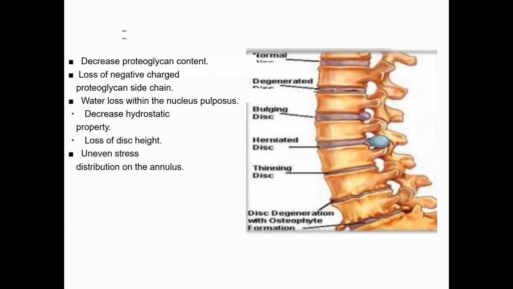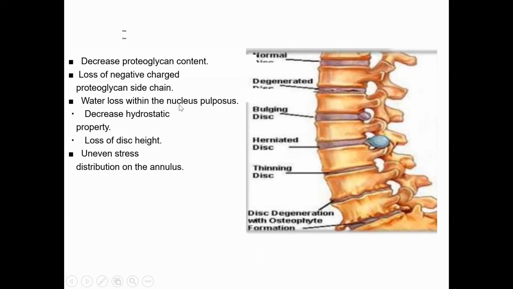Here you can see the structure. This is bulging of disc, this is degenerated disc, and this is normal disc. Here you can see the herniated disc. Here the thinning of the disc and disc degeneration with osteophyte formation. You can see everything in one picture.